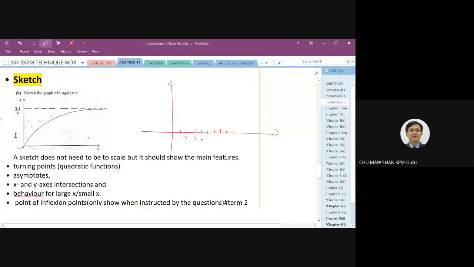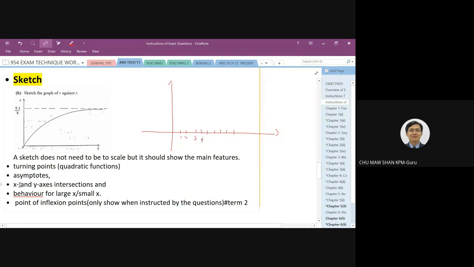So what is required here? A sketch does not need to be skilled, but it should show the main features. What are the main features? First, turning points. If it's a quadratic function, it's a must to show. If it exists, the asymptote. You must know how to find it. I cannot go into detail on how to find the asymptote here.